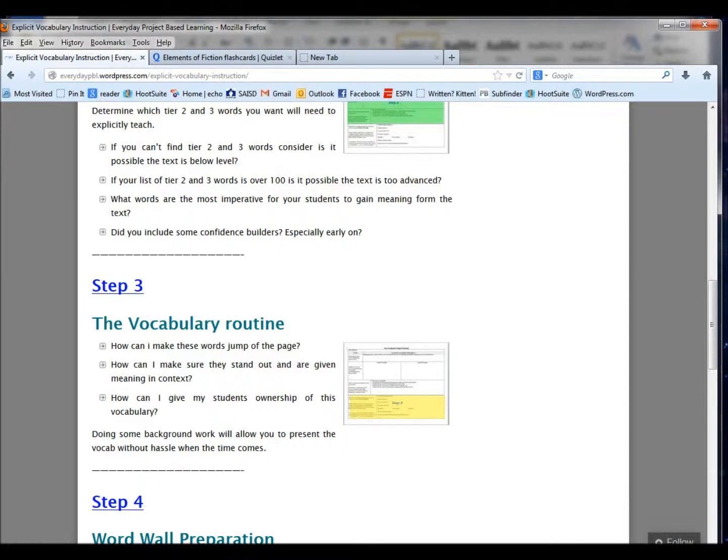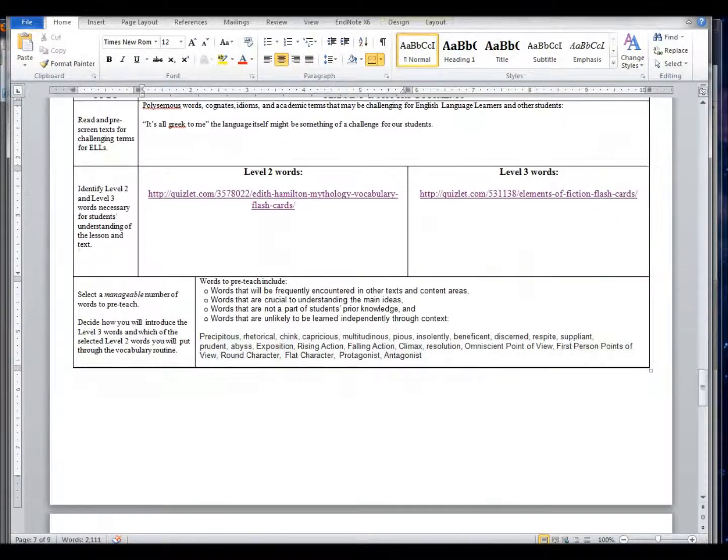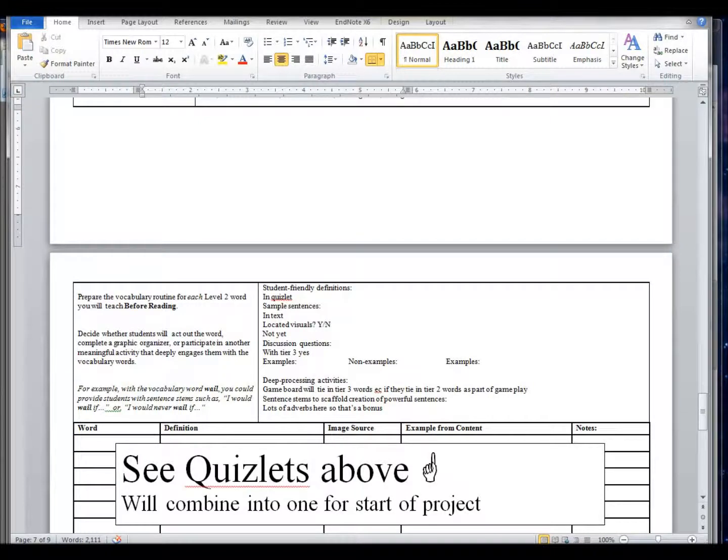So how can you make the words stand out and give them meaning within the context? How can you give your students ownership of the vocabulary? Think and look at the different concepts we have here. So, again, going to the exemplars, I'm going to be using Quizlet to give them definitions.